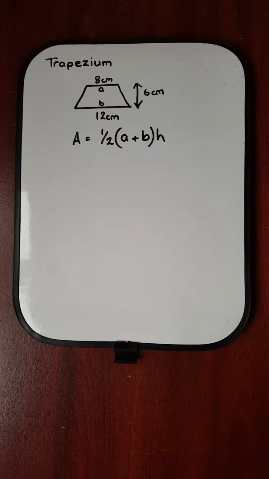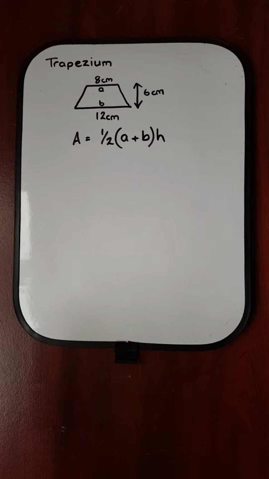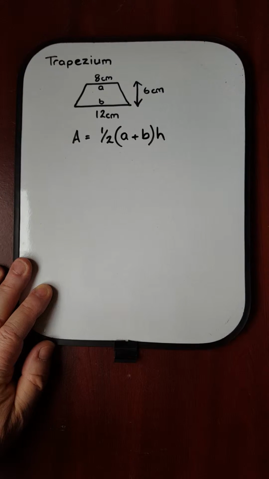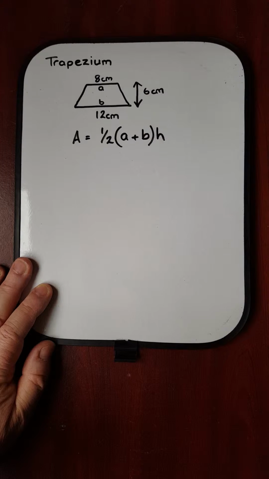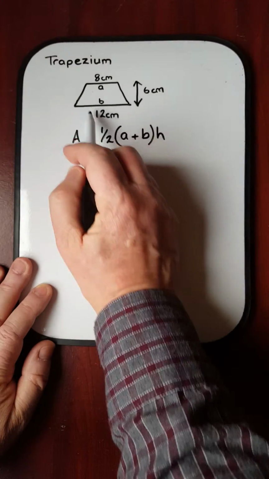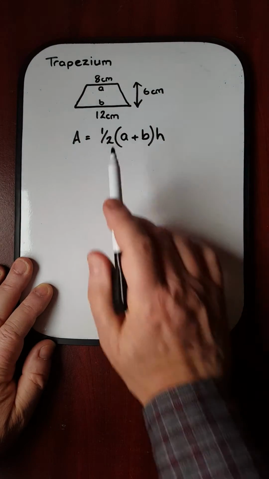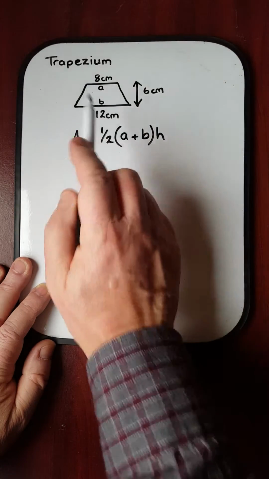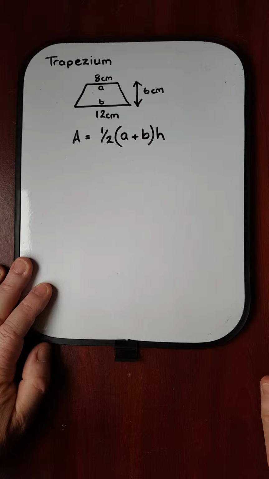The area calculation is related to triangle ideas, because if you think about this, it's a little bit like a rectangle with two triangles stuck on the end of it. So that's a clue that there's going to be a half in there, because you know that the area of a triangle is base times height divided by 2. So in that case, we're going to be using this half to deal with these triangles. The area is half of A plus B times the height. A and B are the two parallel sides. It doesn't matter which one is A and which one is B, but they are the two parallel sides.